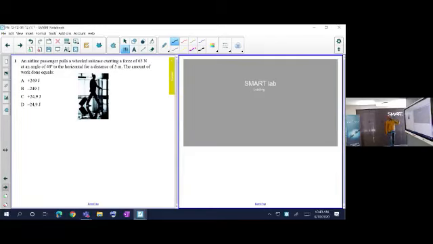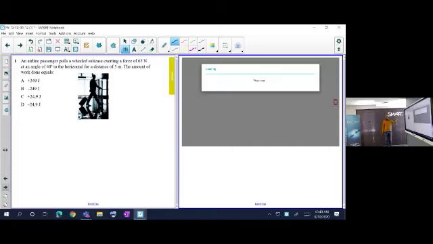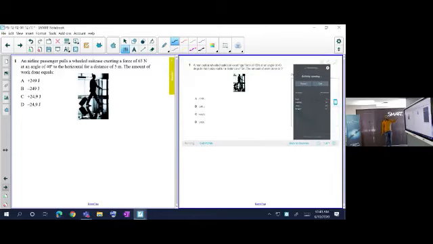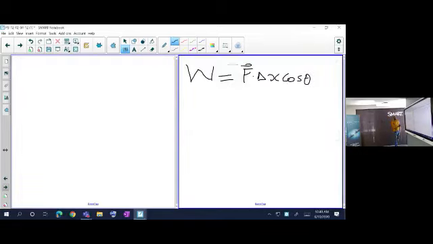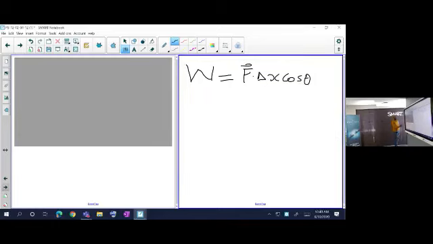If you can just look at this, I said you start by writing down all the given information. We have a force of 65 newtons. We have an angle which is less than 90. We have a distance, displacement, which is 5 meters. The amount of work done equals, now we have to work out 65 times 5 times cos 40.